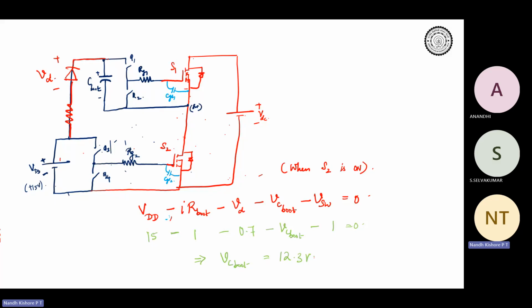So you understand that the bootstrap capacitor cannot charge up exactly to 15 volts. It will charge up to a value lesser than 15 volts because of the loss through the resistor, the drop through the diode and the drop through the device. Now the question is, what should be the rating of this D boot? Can you tell what the rating of D boot should be?